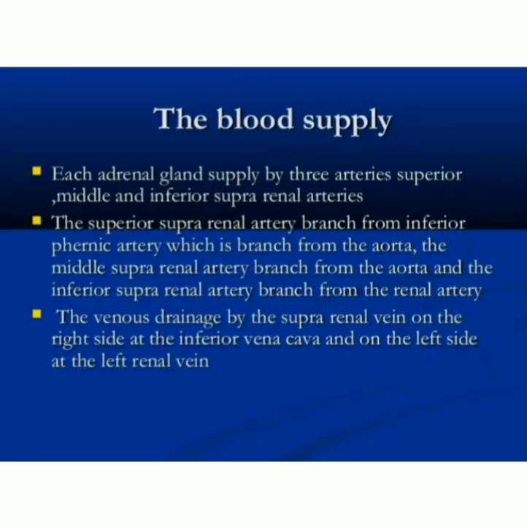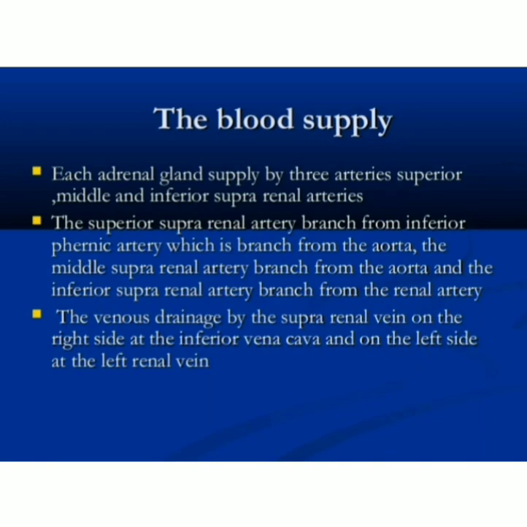The blood supply of suprarenal gland. Each suprarenal gland is supplied by three arteries: superior, middle and inferior suprarenal arteries. The superior suprarenal artery is a branch of the inferior phrenic artery, which in turn is a branch of the aorta. The middle suprarenal artery is a branch directly from the aorta, and the inferior suprarenal artery is a branch from the renal artery.